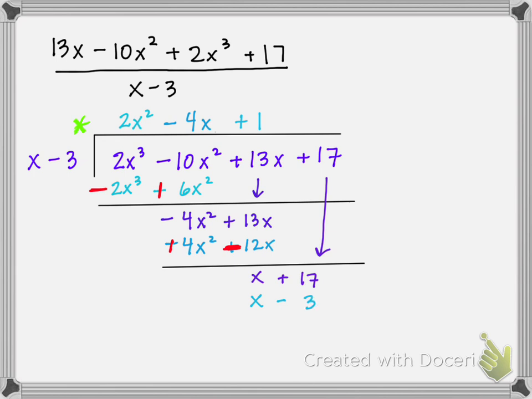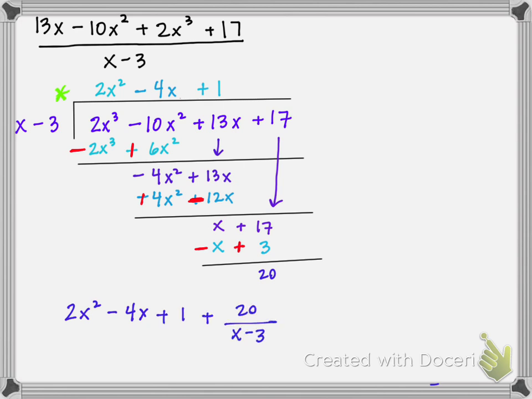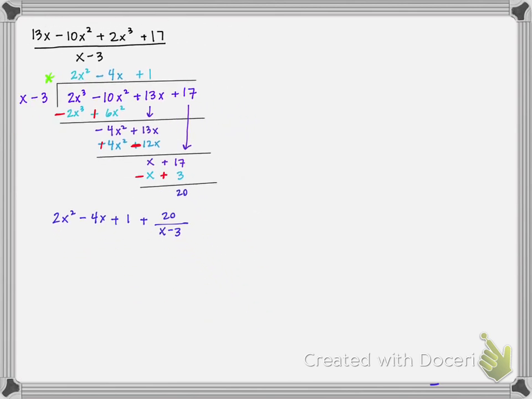Get your red pen, change symbols. So we now have minus, we now have plus, and then from here, combine like terms. So we have x minus x is nothing, but we have 17 plus 3 is 20. So what is your final answer for this problem? Well, right now we have 2x squared minus 4x plus 1 plus 20 over x minus 3. And that'd be your final answer. Okie dokie. That's polynomial long division.